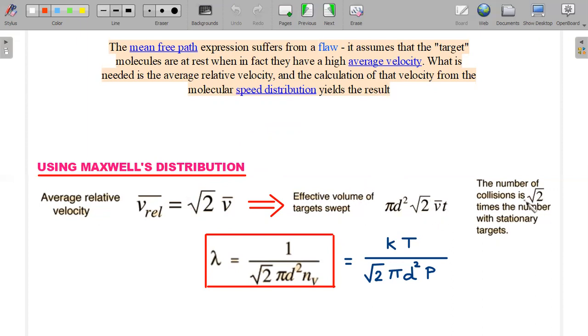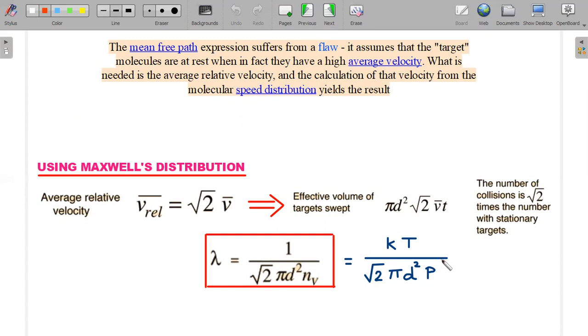So the number of collisions that you considered last time are now going to be root 2 times more, because the targets are not stationary, but targets are also moving. So the correction root 2 comes because of that aspect. Okay, and pi d square and n subscript V is what? Number of molecules divided by volume, and I use the gas law equation. I'll write P by kT here in the denominator. Okay, so this is another form of the formula that people will remember for our mean free path.